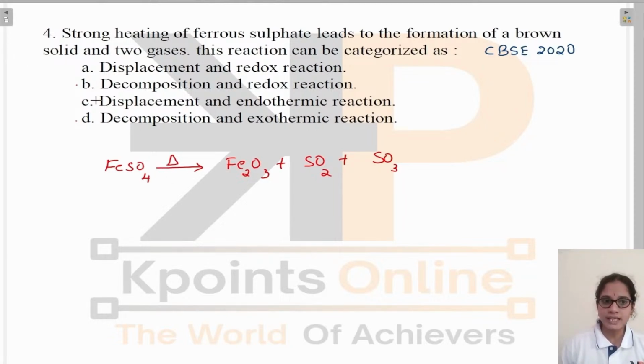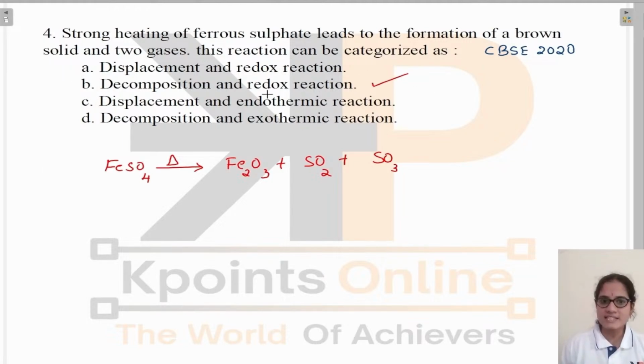So our option can be either B or D. But among these two, which is the correct option? Here it is decomposition and redox. Here it is decomposition and exothermic. This is not at all an exothermic reaction because here it is absorbing heat, so it will be an endothermic reaction. So this option will be wrong. Then the correct option will be B.